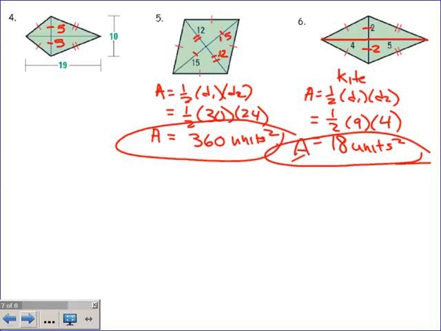Yes, Lachey. You could do half of 9. That's 4.5 times 4. That would work out. I like to do half of whatever one's even. So half of 4 is 2. And then multiply.